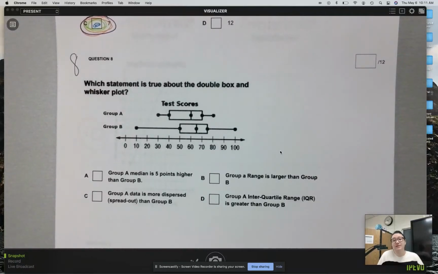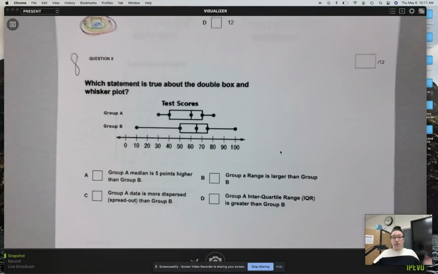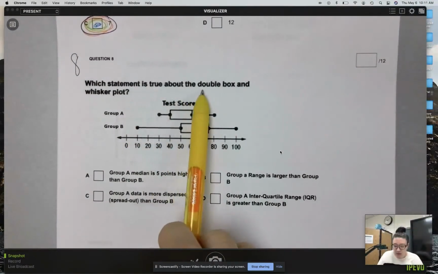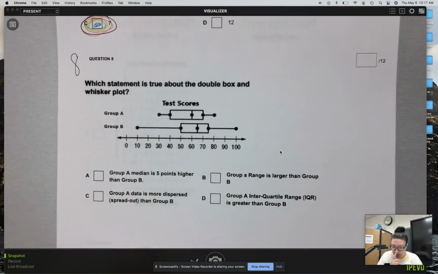This last problem, a lot of us get intimidated when we have to read. But don't stress it. You can do it. We just have to know our vocab and take the time. Take the time. Our question says, which statement is true about the double box and whisker plot?